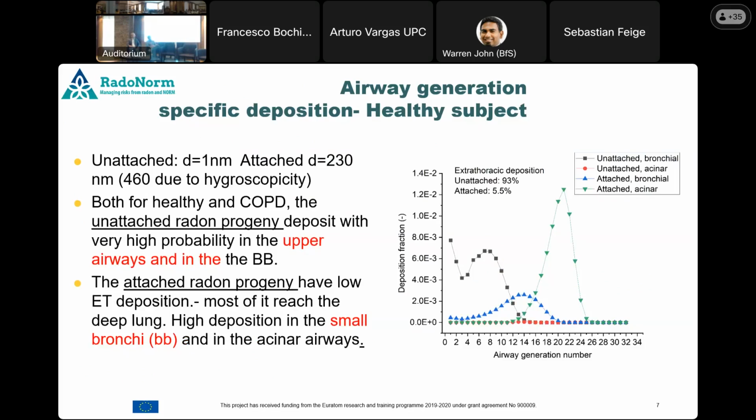In contrast with that, the attached progeny deposit very little in the upper airways, with 5.5%, and they go deep into the lung, into the small bronchial airways, and into the acinar airways.